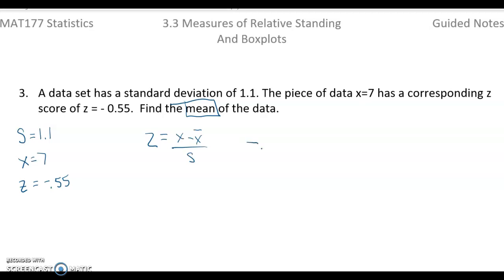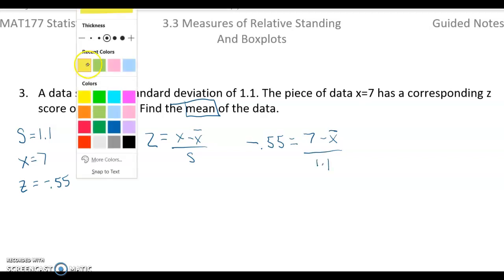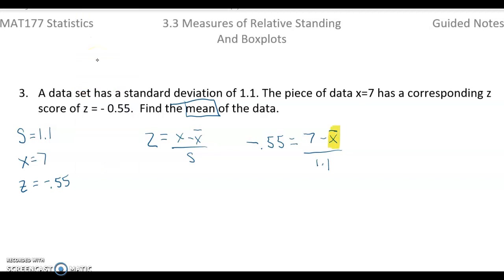So we have negative 0.55 for z equals 7 minus x bar over 1.1. And I want to solve for x bar. So what I'm going to do is take both sides of my equation and multiply them by 1.1 to get rid of the 1.1 that I see in the denominator. So those will divide out. On the left we have negative 0.605, and on the right we have 7 minus x bar.